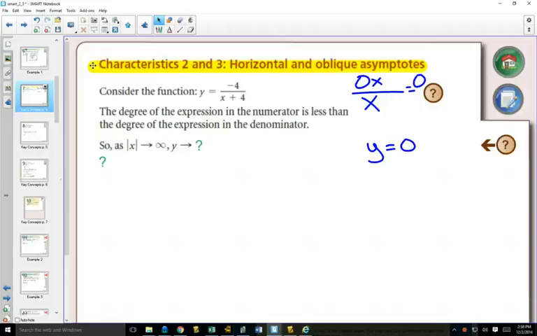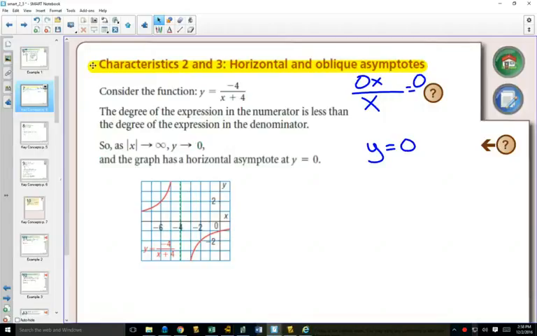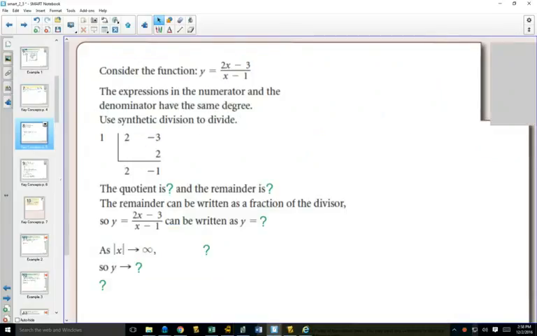Now, the technique in the textbook, what they're saying is that if you imagine x getting very, very big, -4 divided by 1,000,000,000 plus 4, can you see that that answer gets really, really close to 0? That's the idea that they're using. But we're going to use our shortcut technique because it makes it a lot easier. We can skip over some of the synthetic division that they use.